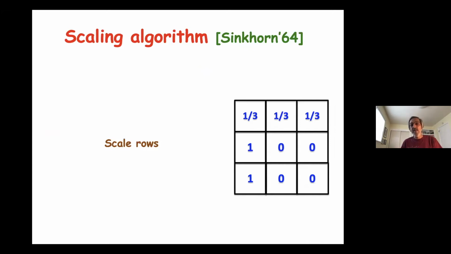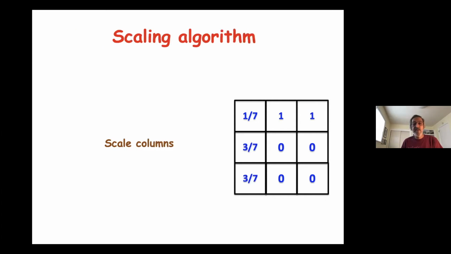Okay, let's do it in this example. Making the row sums 1 is very easy, right? You divide the first row by a third. But now the first column is bad, so let's fix this. After doing that, the row sums are not good, so let's fix them again.